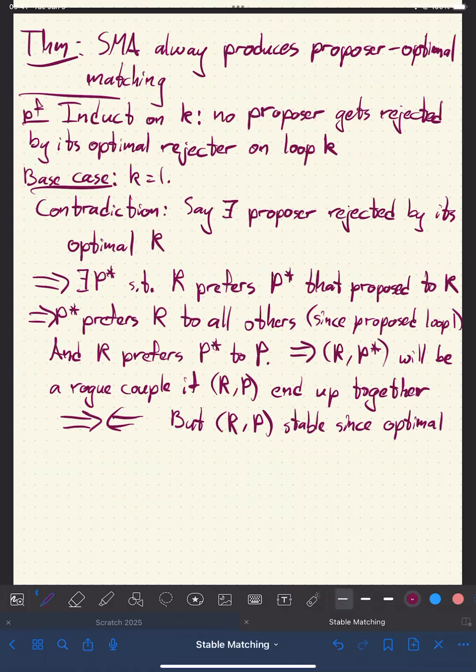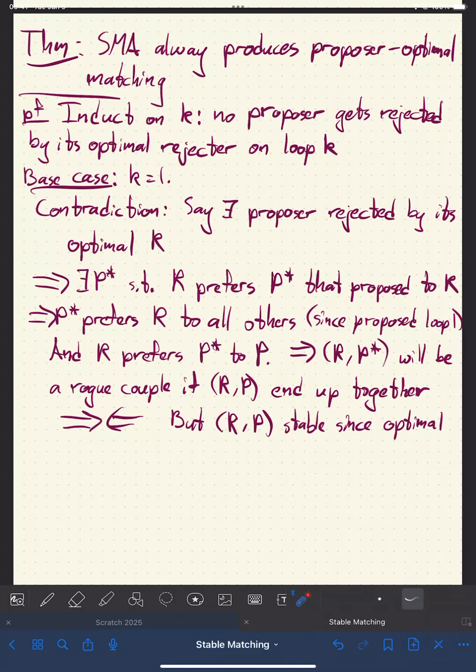Okay, so let's just run through this proof. I'm just going to walk you through it. So again, we're proving that the stable matching algorithm always produces a proposer optimal matching. This will be the last thing we do. The way we're going to prove it is we're going to induct on K, where K is the loop, so that no proposer gets rejected by its optimal rejector on loop K. That's what we're trying to induct on. We're trying to make sure the proposers never get rejected by their optimal rejector in the stable matching algorithm.